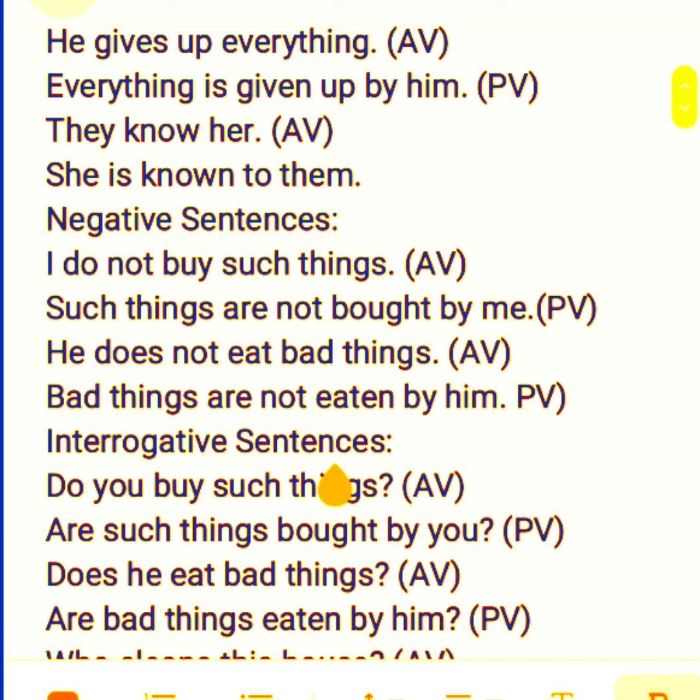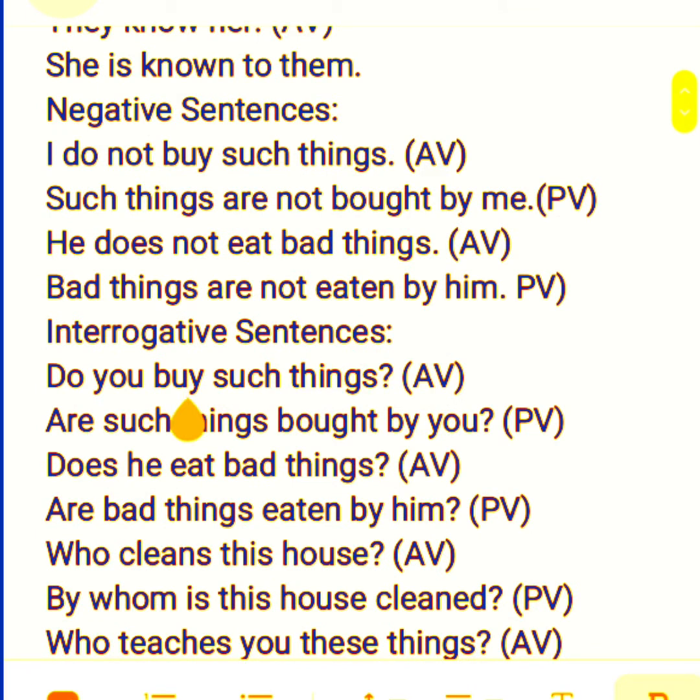Interrogative sentences. Do you buy such things? So when we make a sentence interrogative, suppose we use do here, instead of this do, now in passive voice we have to use is, am, are. Okay, so do you buy such things? Are such things bought by you? Does he eat bad things? Are bad things eaten by him?